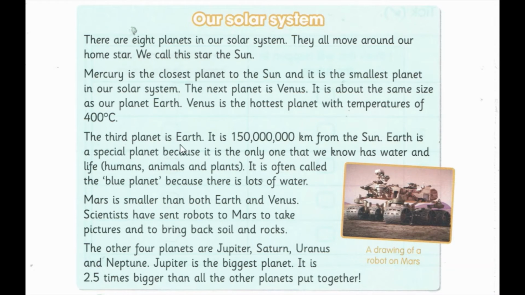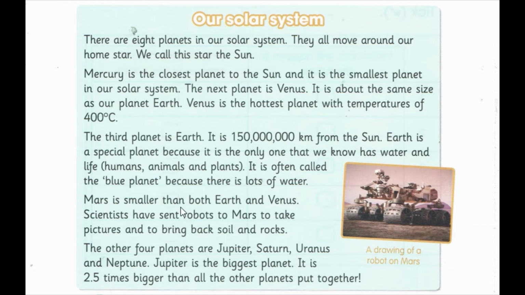The third planet is Earth. It is 150 million kilometers from the Sun. Earth is a special planet because it is the only one that we know has water and life, humans, animals, and plants. It is often called the blue planet because there is lots of water.